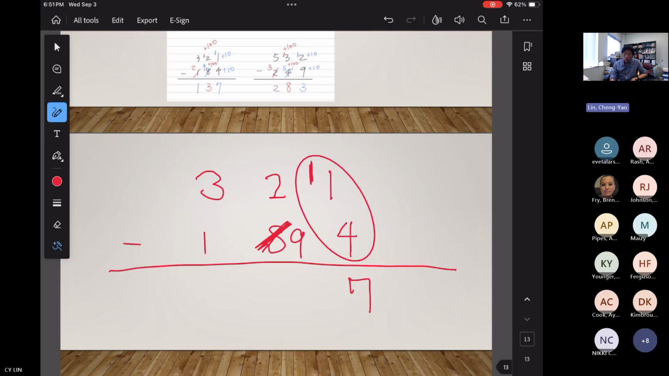Next place value, 20 minus 90, enough or not enough? Not enough. So I add 100 on the top, and then I add 100 on the bottom. So I have 120 minus 90, which I got a 30. Is that right?